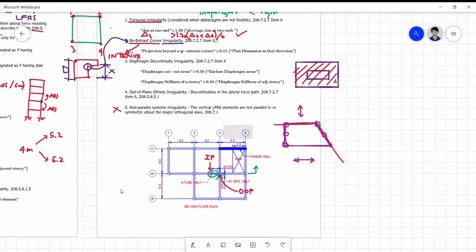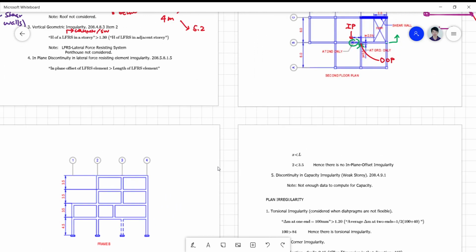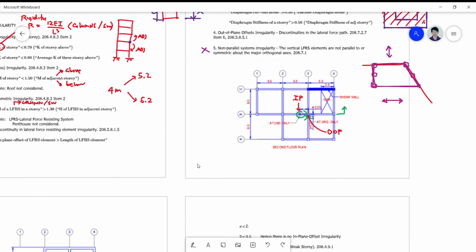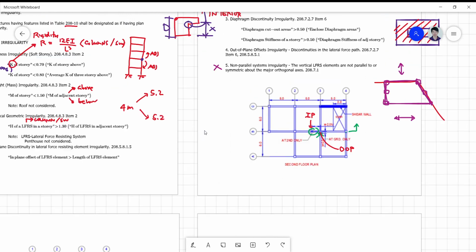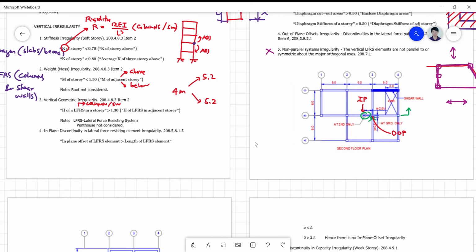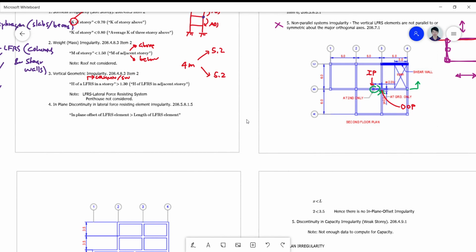Okay, so that finishes my lecture now on these irregularity aspects of your building configuration. So if you have questions, let me know, and I'll continue the lecture by giving you an example in the next video.